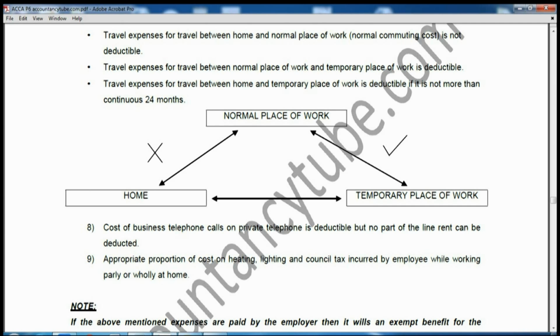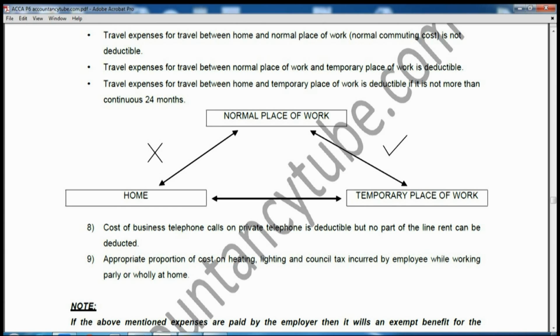All right. Then number 8 says cost of business telephone calls and private telephone is deductible. So cost of business telephone calls, if I use my mobile phone to do business calls, then it is deductible. But no part of the line rent can be deducted. So if there is any fixed cost, it won't be deductible, because you will be using your phone for your home, for your personal purposes, more than what you are using it for your business purposes. All right, of course you know that.